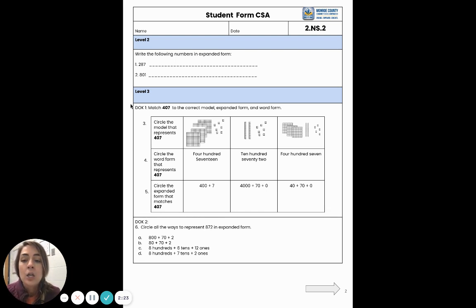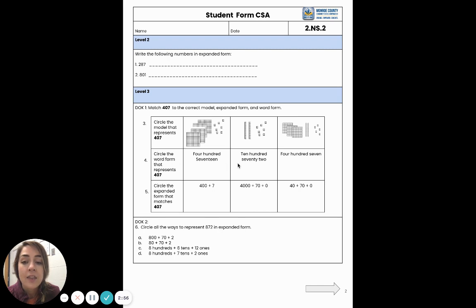All right. So the next problem is this whole box, and we're going to do it for one number. So the number is 407, and you're going to show or circle the model, word, and expanded form that shows 407. So we're going to start here with 3. There are 3 boxes that have different models or base 10, and you're going to circle the one that shows 407.